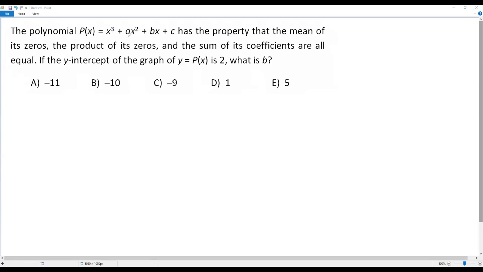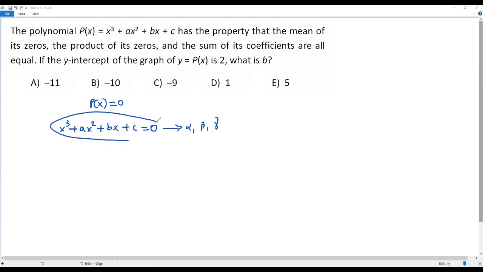In this polynomial function, we have to get the value of the constant b. Now, to get the zeros of a polynomial function like p of x, we have to equate p of x to 0. Then we have x cubed plus ax squared plus bx plus c equals 0. Here we get a cubic equation in standard form, and usually when we solve a cubic equation, we get 3 roots. Let me assume alpha, beta, and gamma are the 3 roots of this cubic equation.